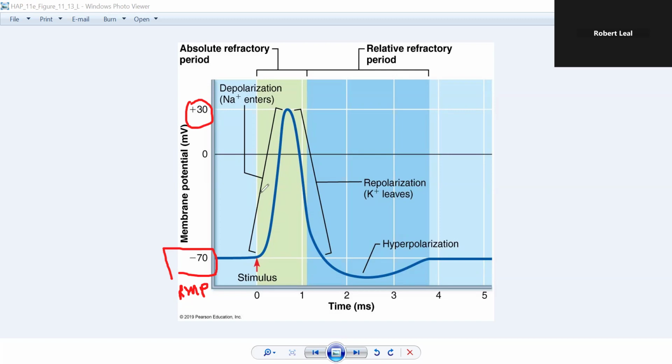If you create an action potential in a gland, the gland's not going to contract. The gland's going to release whatever it makes. So you can create an action potential in 3 different targets and get 3 different actions. For a muscle, it'll contract. For a gland, it'll release its product. And in a neuron, it'll release neurotransmitters.